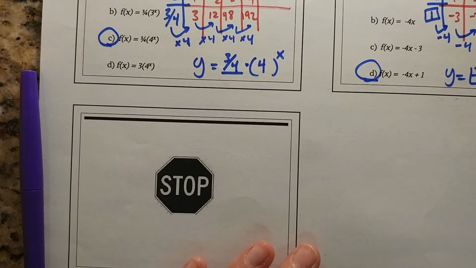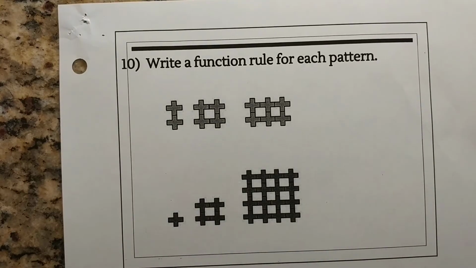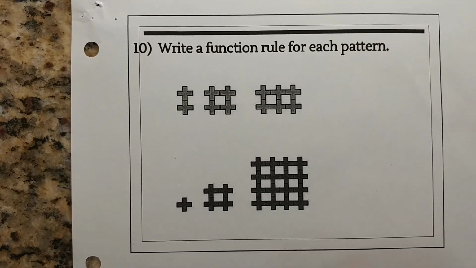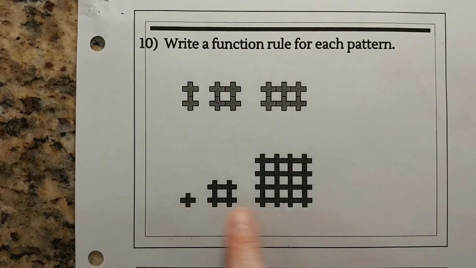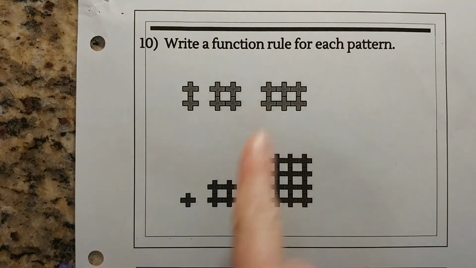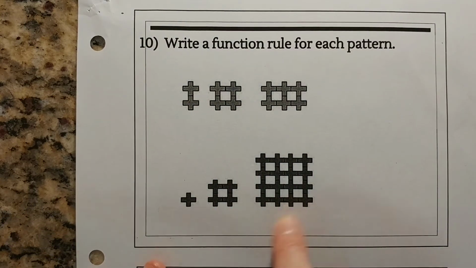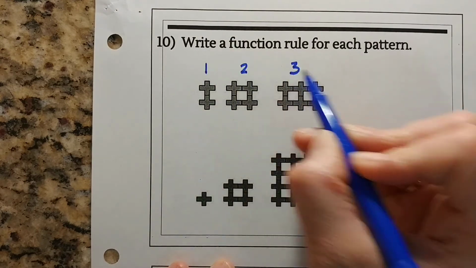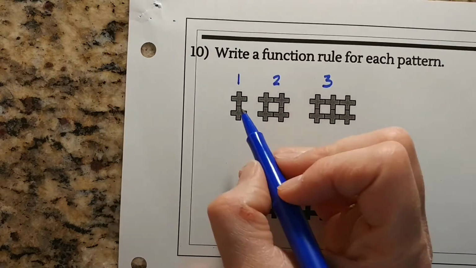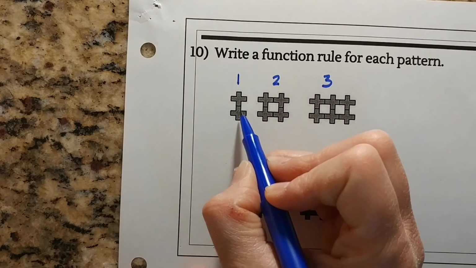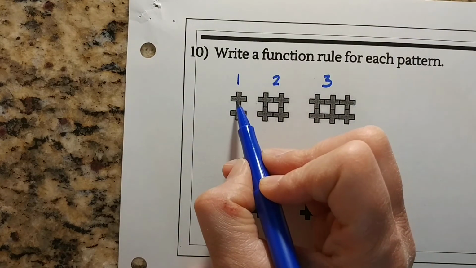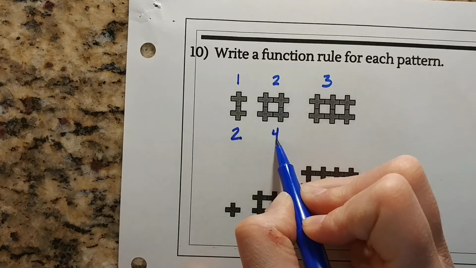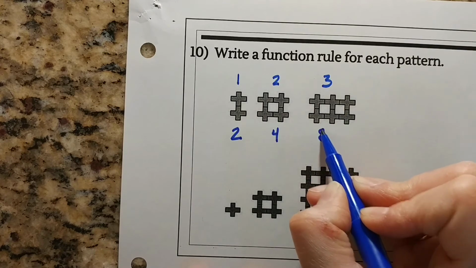All right, let's continue. We have just 2 more. Number 10, let's write a function rule for each pattern that we see. I have 2 different patterns. I have a set of figures here and a set of figures here. We can just name this figure 1, figure 2, and figure 3. Let's count how many little plus signs we see in the figure. Here it looks like there are 2 plus signs, here there are 4, and here there are 8.